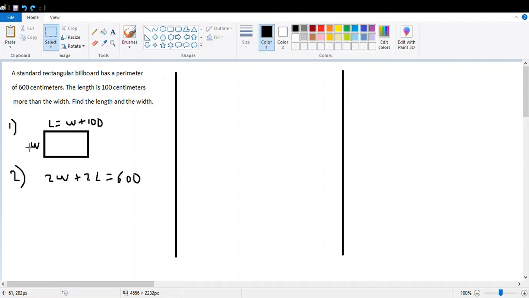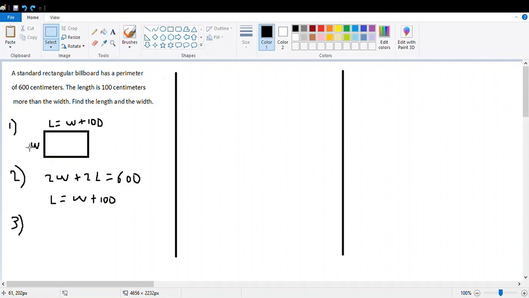Now, for the second equation, we have to continue the reading. The length is 100 centimeters more than the width. Then we identify in the graphic representation that L is equal to W plus 100, and that is the other equation. Now this is the system.